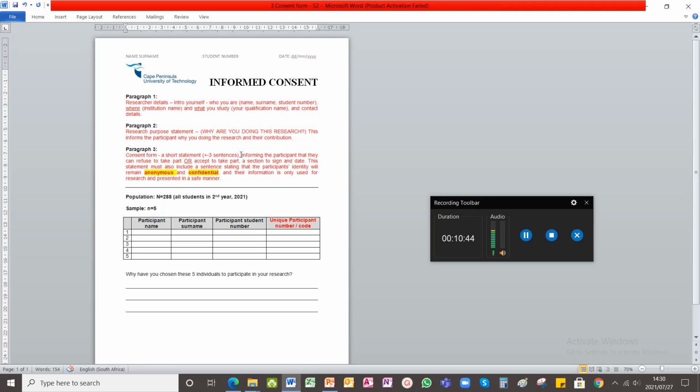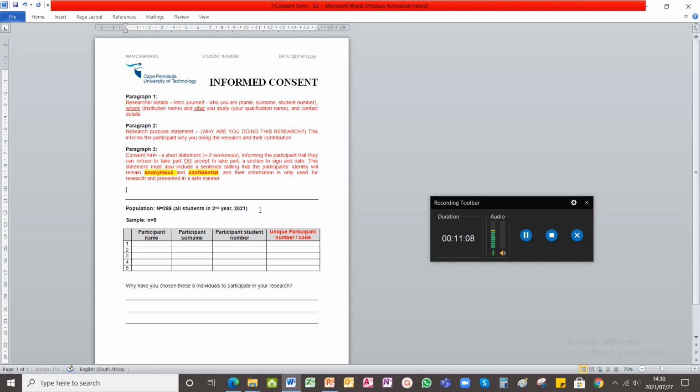You have to inform your participant, the person that's going to give you data. You have to tell them that they can volunteer, they can refuse to take part, or they can accept to take part in your research. If they accept, you need to have a section at the bottom for their signature and the date.